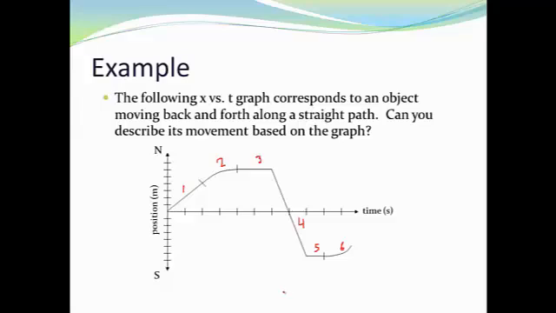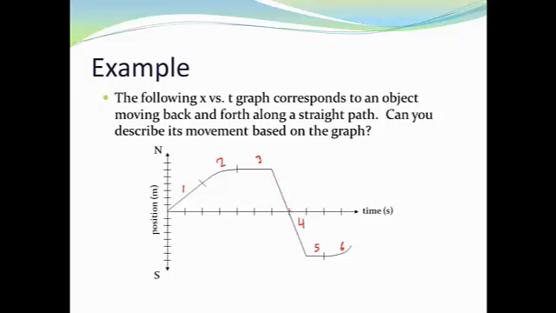Then press play again and I will go through it. Okay, for this one, section 1, we're moving away from the origin in the positive direction at a constant velocity. For section 2, you're still moving away from the origin in a positive direction, but you're decreasing velocity, or slowing down. In 3, you're moving at a constant velocity of 0, so not moving, staying at the same position. In section 4, you're moving in the negative direction at a constant velocity.